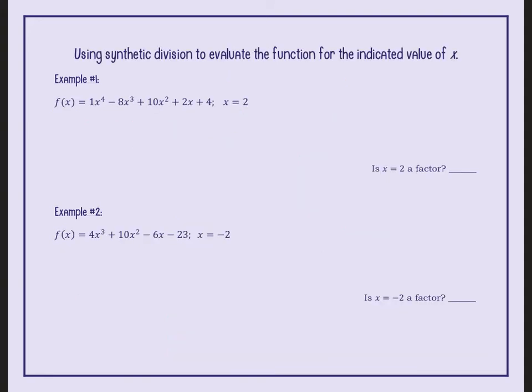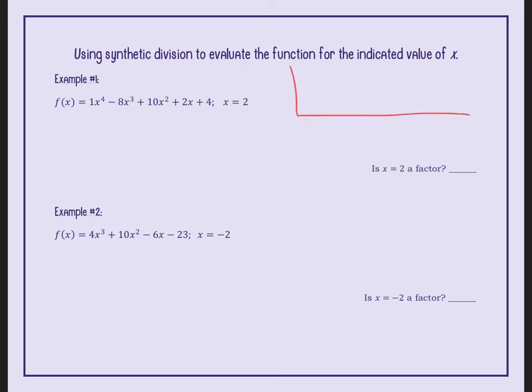Okay, our last two problems are written a little bit differently. Okay, this says use synthetic division to evaluate the function for the indicated value of x. So what they already gave us was the number on the outside. Now, if this has a remainder, then we'll have to figure out how to write the divisor, okay? So let's go ahead and make our box.